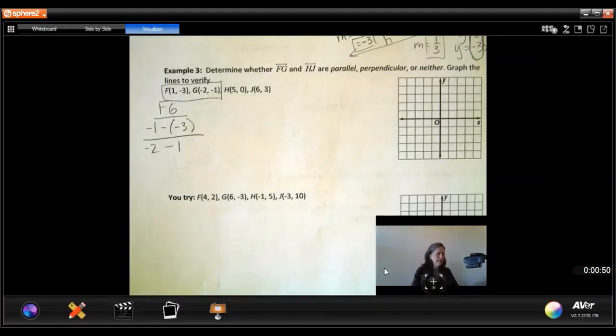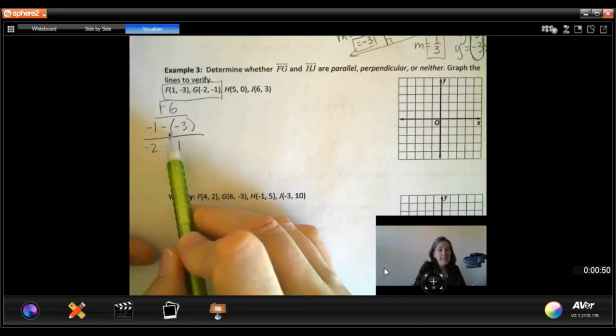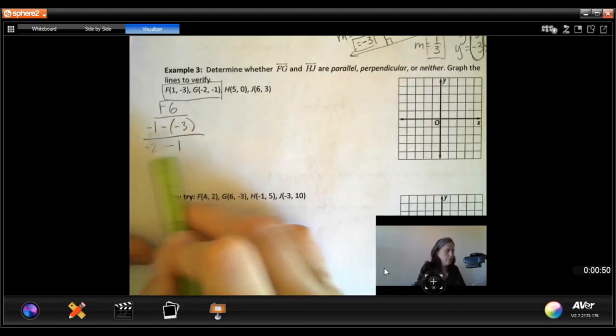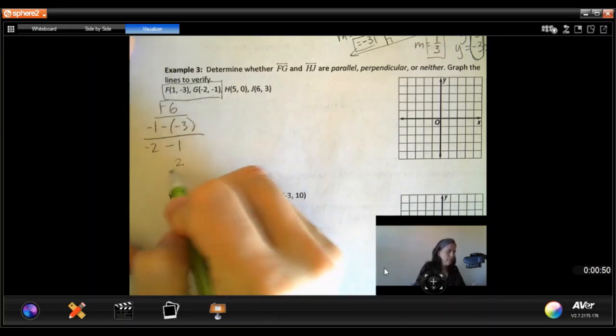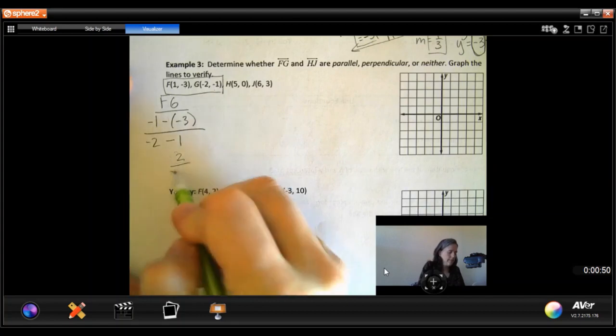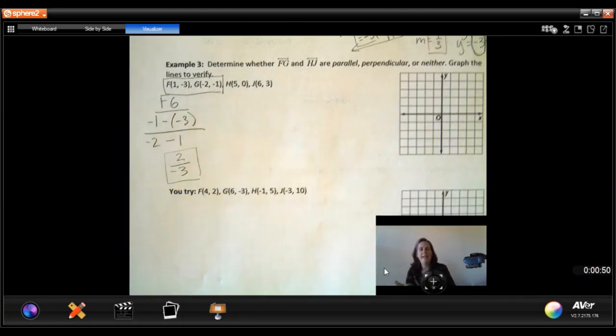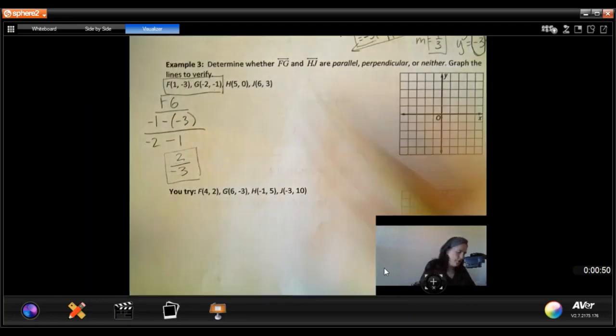Okay, so let's go ahead and simplify that. -1, and then minus a negative means plus. So -1 plus 3 is 2, and -2 minus 1 more is -3. So we've got -2/3 slope for that line FG. Let's see the other one then, HJ.